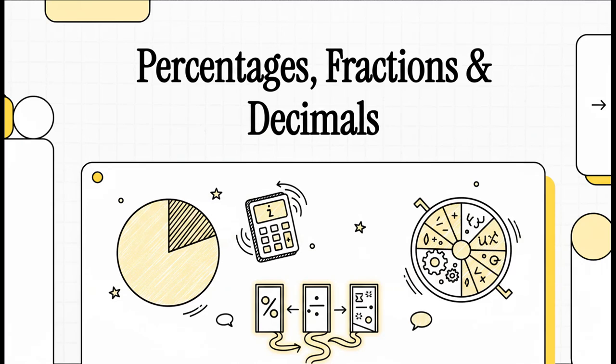Okay, so let's jump right in. Have you ever felt like math has its own secret language? Well, today we're going to crack the code. We're talking about percentages, fractions, and decimals. They might look totally different, but you're about to see that they're all just different ways of saying the exact same thing, a part of a whole.